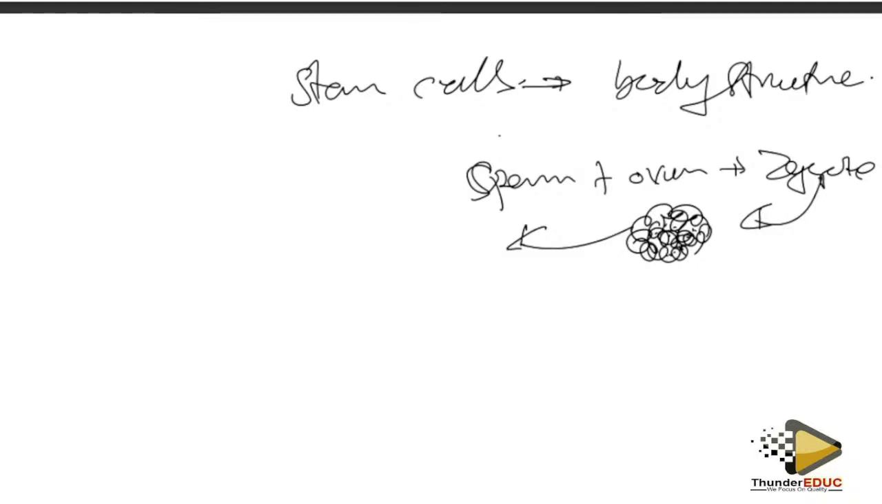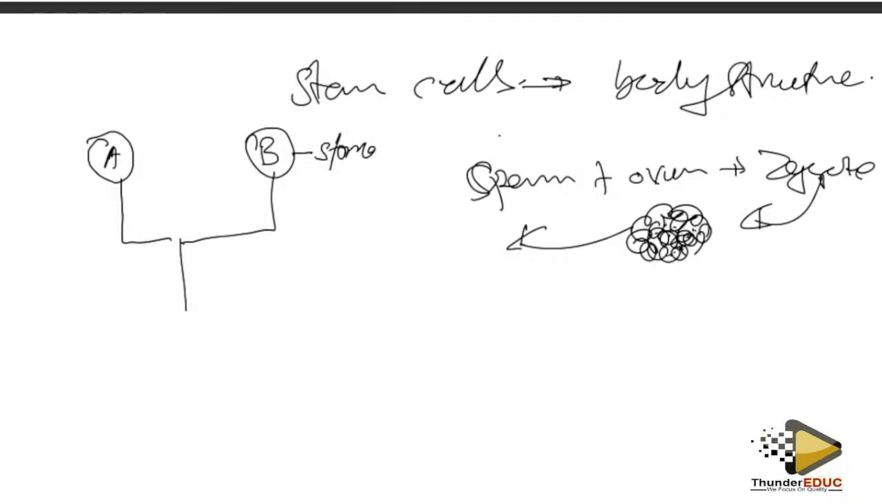Now, let's go to cloning. I only want to discuss cloning here. I have sheep A. I have sheep B. I get a cell of sheep A from the skin. Let me say somatic. And then this one I get from the ovum. What I do, I remove the nucleus of this.